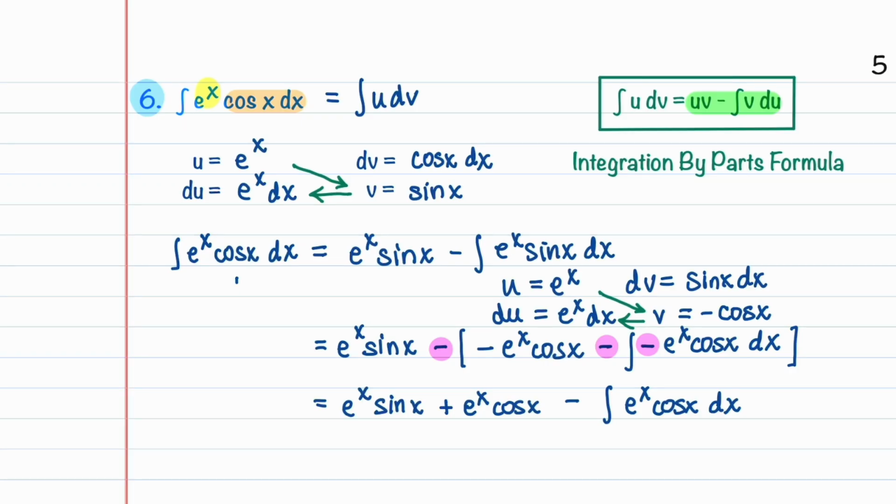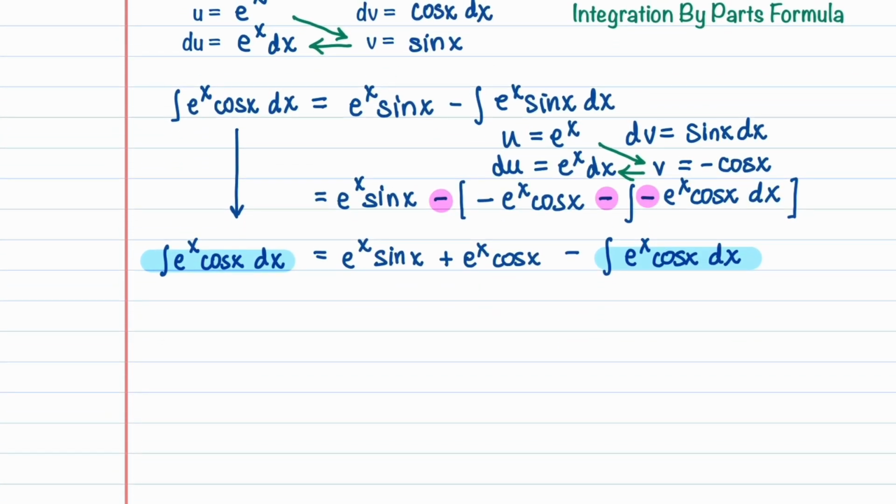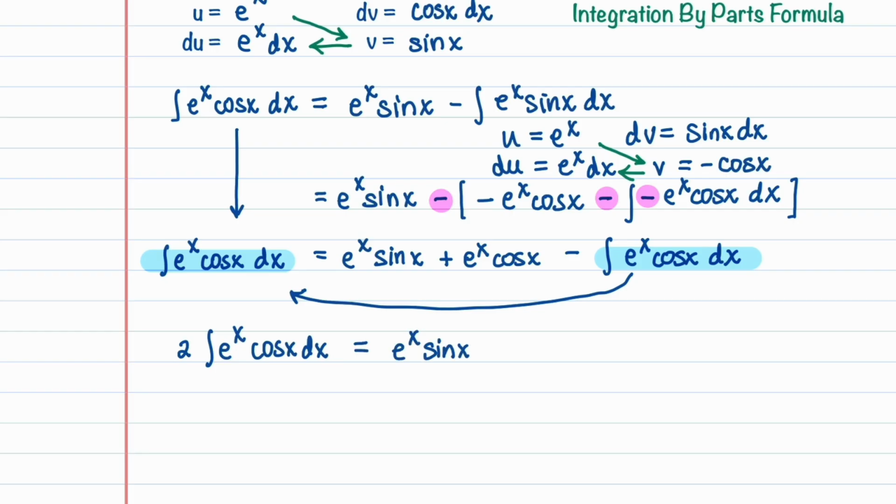Now what I'm going to do is come over here to the left, and rewrite what our integral was. e to the x cosine x dx. Notice that our original integral turned up again when we integrated it. So all we have to do now, let's give us some more space here, is bring this integral over here to the right. So this gives us 2 times the integral e to the x cosine x dx. And this is equal to e to the x sine x plus e to the x cosine x.